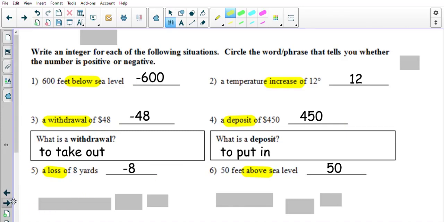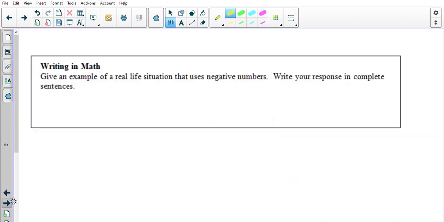All right, the last thing I want to do from this page is the writing in math. What I want you to do is pause the video for a few moments, and I want you to give an example of a real life situation that uses negative numbers. Write your response in complete sentences. Pause the video and jot something down in that space below.